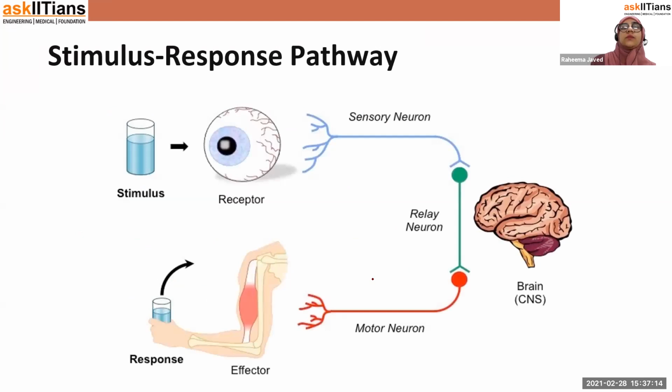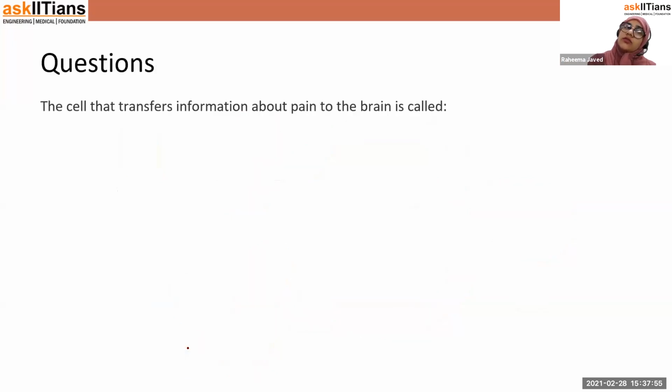So this picture shows the stimulus response pathway where the stimulus is a glass of water. It is seen by our eyes, which are the receptor. This stimulus is sent via the sensory neurons to the brain. The brain interprets the stimulus, and this interpreted information is then moved via the motor neuron to the effector organ, which is our hand, the muscles of the hand basically. And the response is picking up the glass of water. So this is a simple example. Now let's move on to the questions.